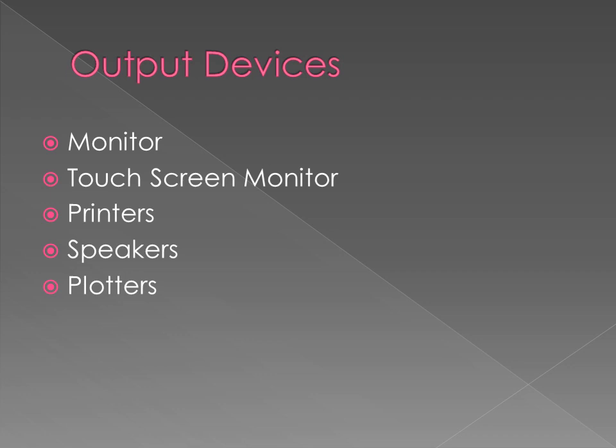That's it about all input devices. Now we'll switch over to the output devices. As you all know, the basic principle of a computer is input, process, output. The computer will take in input, it will process it, and the result will be produced in the form of output. This output can be produced to the user through several devices like monitor, touchscreen monitor, printers, speakers, and plotters.